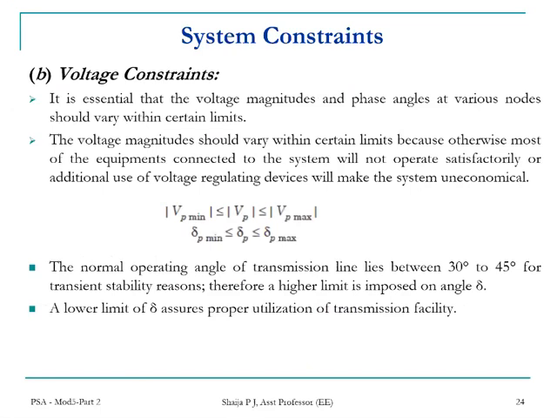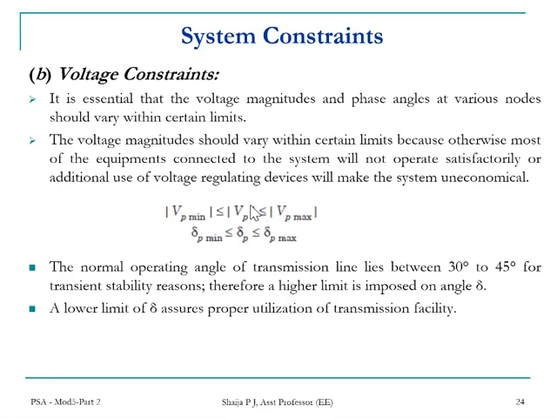Next is the voltage constraints. It is essential that the voltage magnitude and phase angles at various nodes should vary within certain limits. The voltage magnitude should vary within certain limits, because otherwise most of the equipment connected to the system will not operate satisfactorily, or additional use of some regulatory mechanism should be incorporated, which will be an uneconomical process.